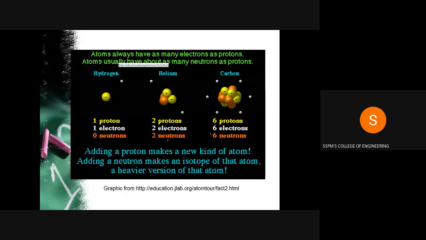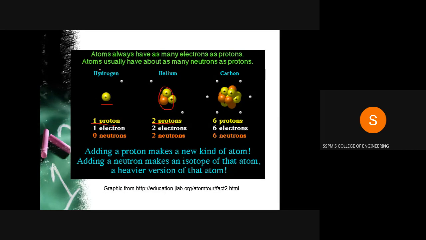जेवढे protons असतील तेवढेच neutron असतील. Proton means positive charge. Adding a proton makes a new kind of atom. So when you add a proton, there is a formation of a new atom. See the example of hydrogen. Hydrogen contains one proton. When you add another proton, it becomes helium.